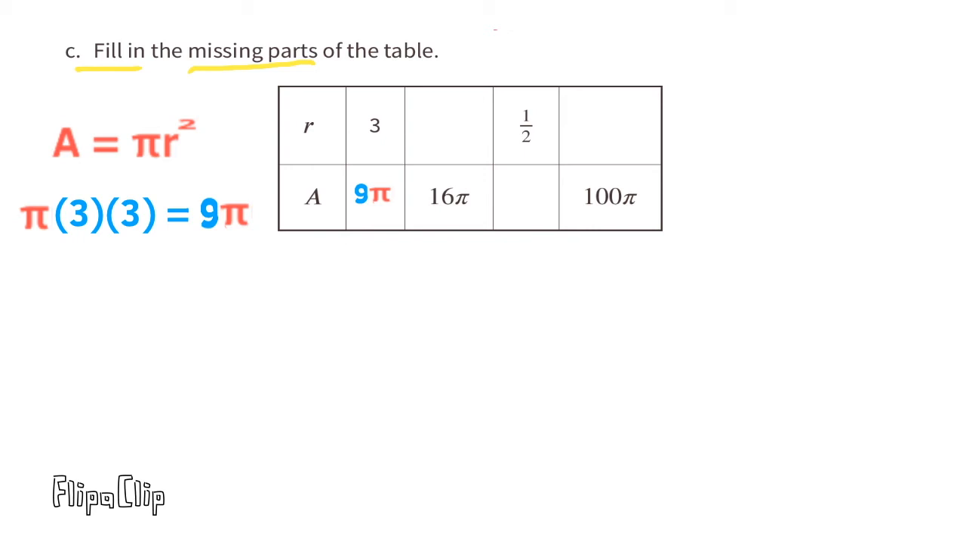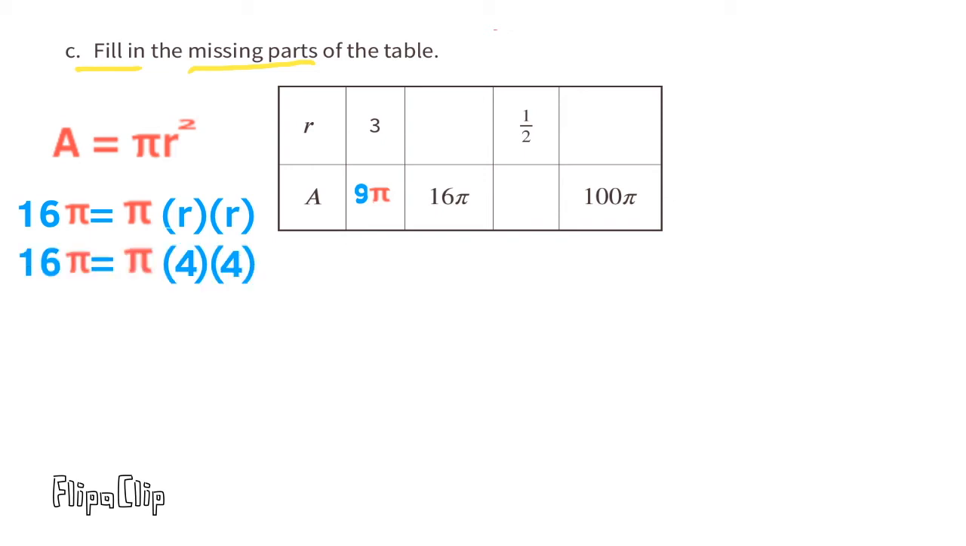Let's look at the next column in the table. This time they don't give us a radius, but they give us the area, and the area is 16 times pi. We have to ask ourselves, what radius times itself would equal 16? And that would be 4. Since 4 times 4 equals 16, we know that the radius is 4.